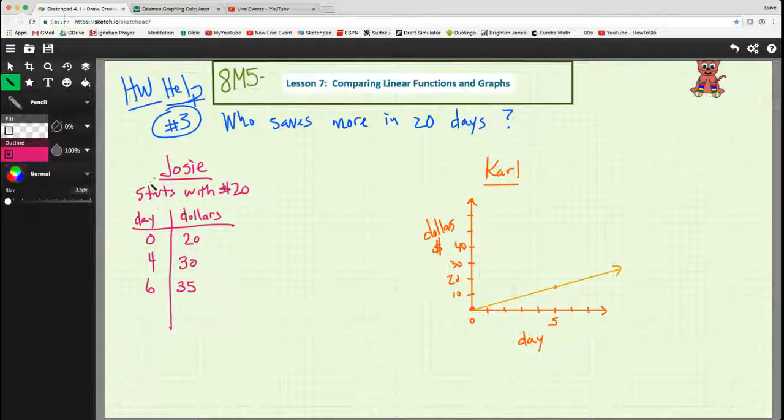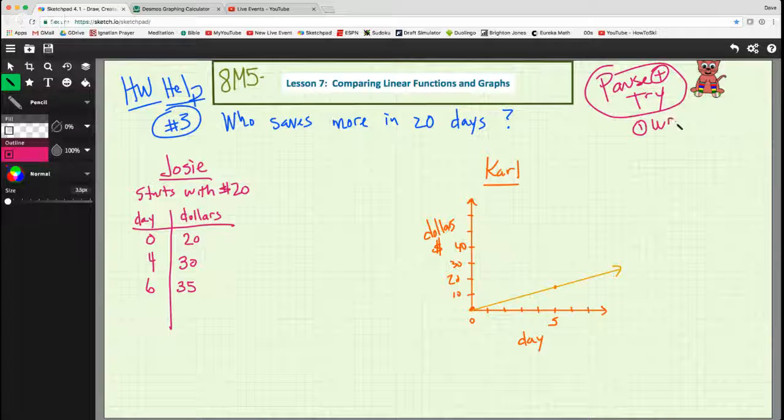And we know it's a linear equation because I've told you that. So we need to figure out how to model this. Then Carl, we have a graph. We need to figure out how to model Carl's savings. So I'm going to let you pause and try. Okay, 1, you want to write the equations. And then just figure out at 20 days who has more.